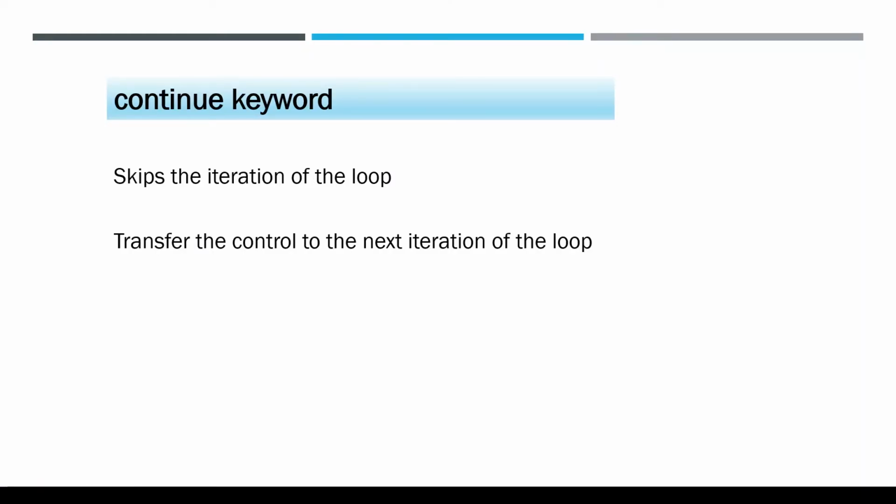Now let's understand the continue keyword. The continue keyword is also used inside the loops along with the if condition. The use of the continue keyword is to terminate or to skip the current iteration of the loop. So when the compiler encounters the continue keyword, it transfers the control to the loop again to start the next iteration of the loop. Let's see continue in action.